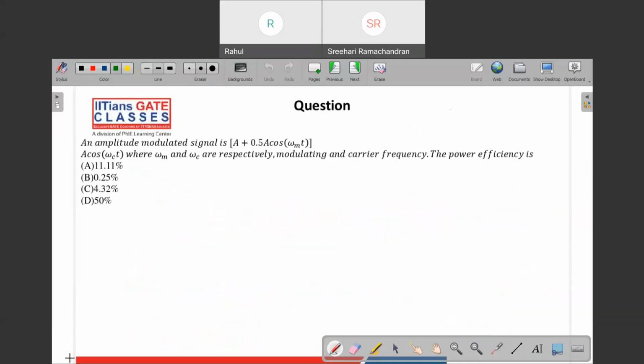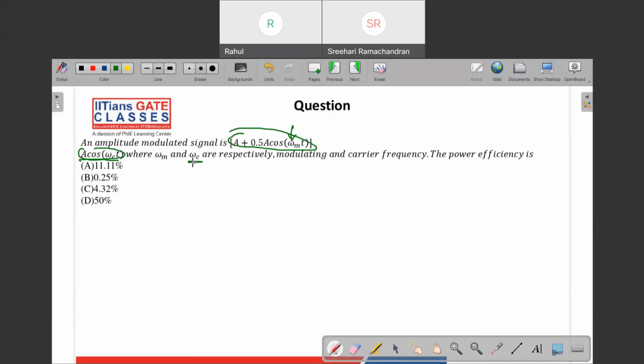Let me go to the next slide. Now, this is one of the IES problems, a previous year IES problem. So we have an amplitude modulated signal which is given by this. Here, omega m is actually multiplied here; somehow it has come here, so this and this one are multiplication. Now this omega m is the message frequency and omega c is the carrier frequency. We need to find out what is the power efficiency here.